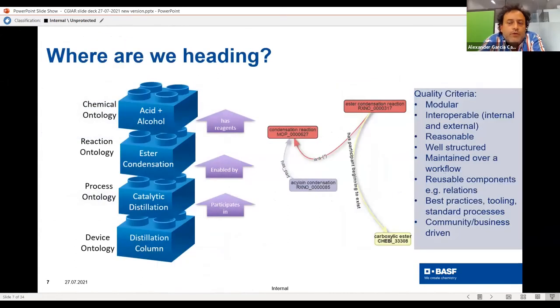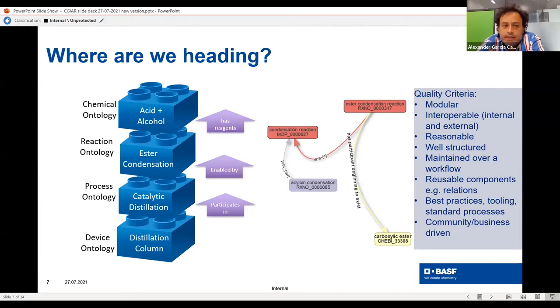Where are we heading? We are doing this for a reason. We are doing this because at the end of the day, we have seen that we need to have modular ontologies, that we need to have interoperable ontologies, interoperable not just internally, but also with external partners, that we need to be able to reason on ontologies if the business needs clearly state that, and that we also need to empower the communities of practice, because the communities of practice within BASF are ultimately the ones that will be maintaining the ontologies, either directly or indirectly.